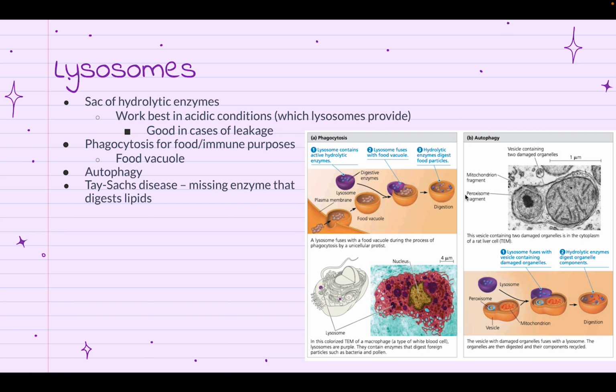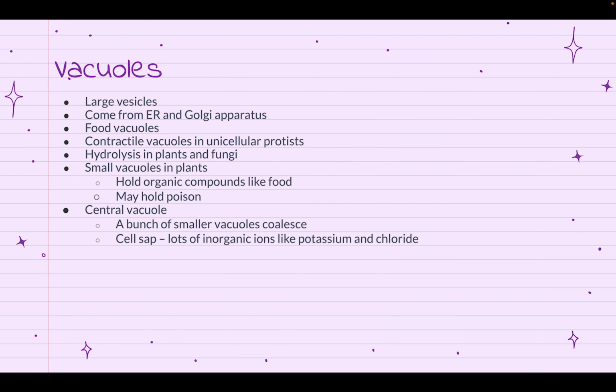And then there's this genetic disease called Tay-Sachs disease, and the symptoms of it come from missing an enzyme that digests lipids. When your lysosomes don't have that enzyme, those lipids don't get digested, they end up building up in the brain, and that's what causes the symptoms of Tay-Sachs disease.